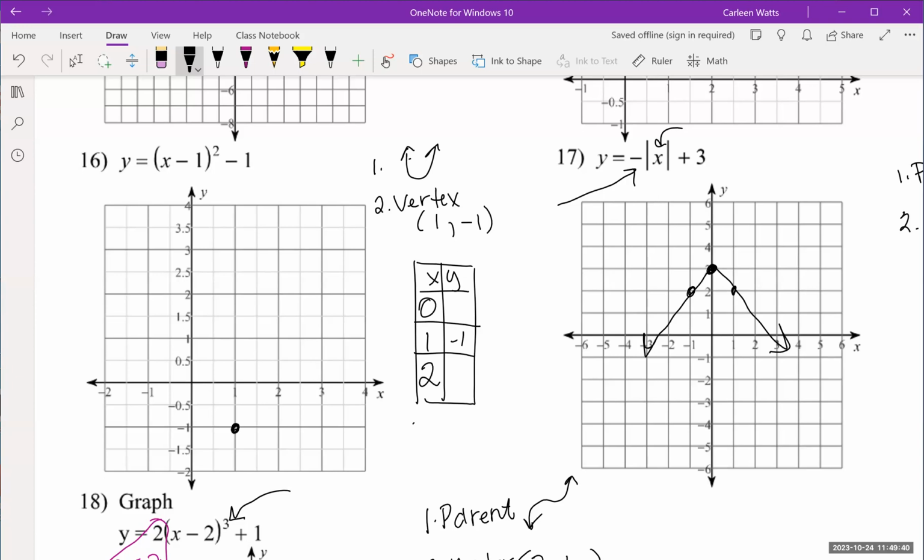Plug in 0 would be -1 squared -1, which is 1 minus 1, which is 0. Plug in 2. 2 minus 1 squared is 1 minus 1, 0. Notice on these, the U and the V, if you really did grab the vertex, those should be equivalent. So 0, 0, 2, 0, happy U.